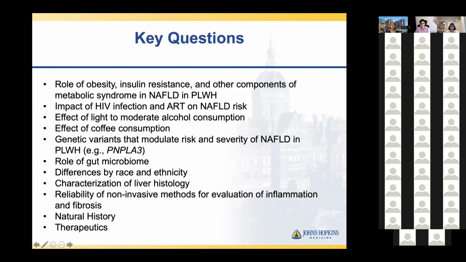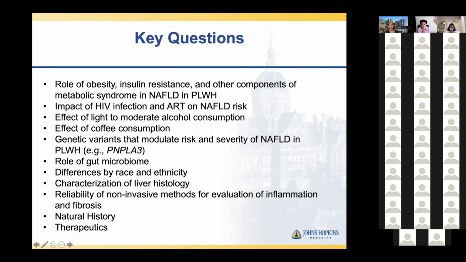We want to study the role of obesity, insulin resistance, and other components of metabolic syndrome, and the impact of HIV infection and ART on NAFLD risk. We want to study the effect of alcohol consumption, which has been studied in the general NAFLD population, specifically in people with HIV, as well as coffee consumption and genetic variants that have been shown to be important in the general population. We also want to look at the role of the gut microbiome, which is increasingly recognized as involved in the pathogenesis of NASH, characterize liver histology in the systematic way that has been done with the NASH CRN, and look at non-invasive methods for assessing inflammation and fibrosis and their reliability in this population.